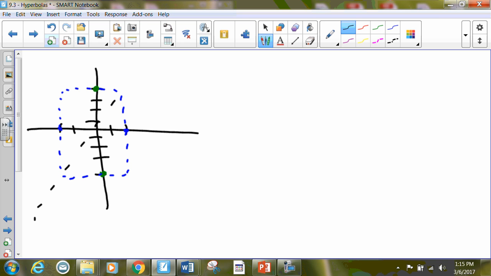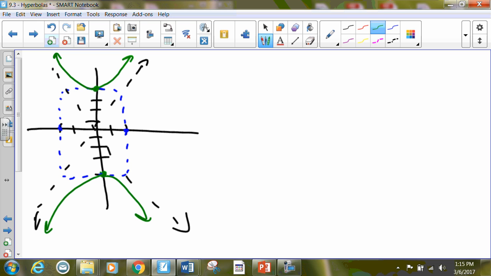Wonder if you saw a hyperbola that looked like that. What's different about it than the first one? Good. Yes, the A and B are going to be switched.